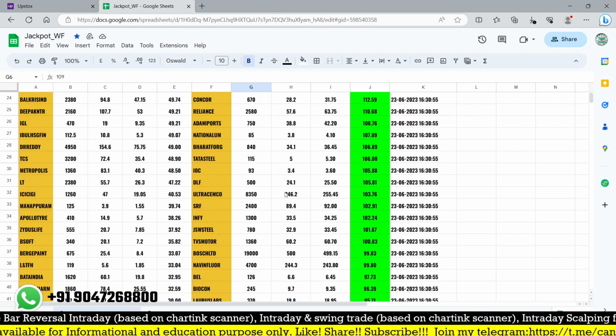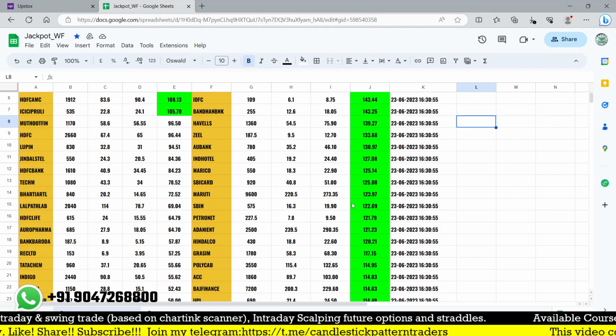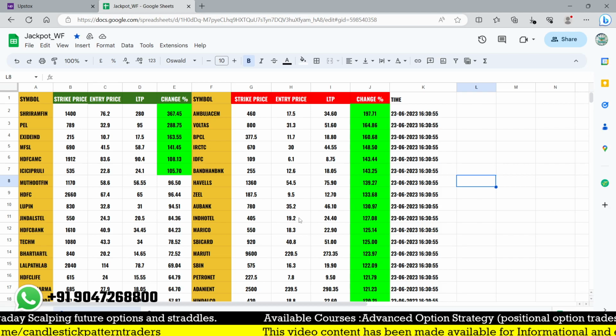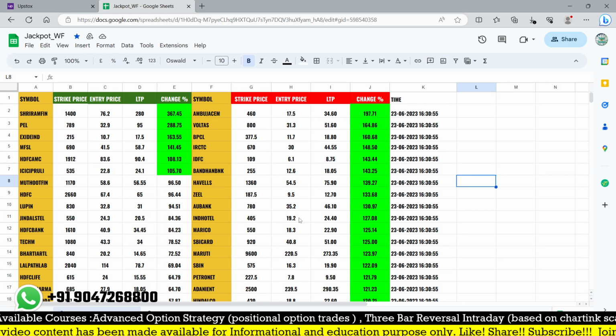Look at this, how many stocks were triggered. If you are tracking that, it was generating such a big opportunity, and one or two trades really triggered on an intraday basis, not on a positional basis, because the weekly sheet is going to update every week.